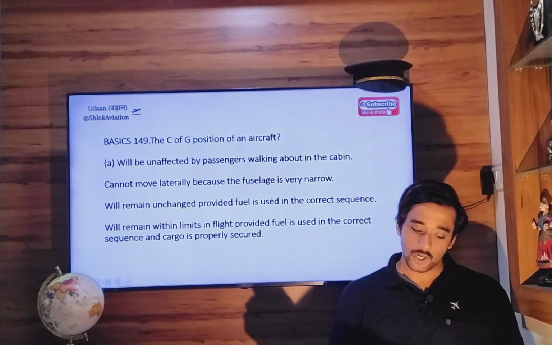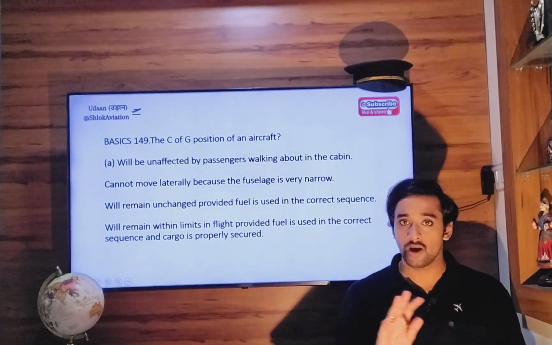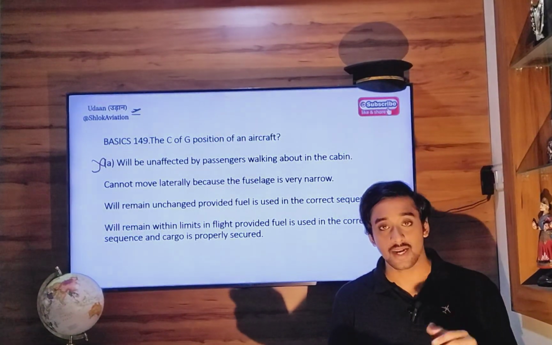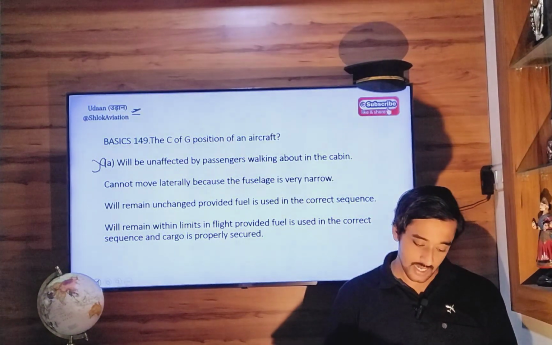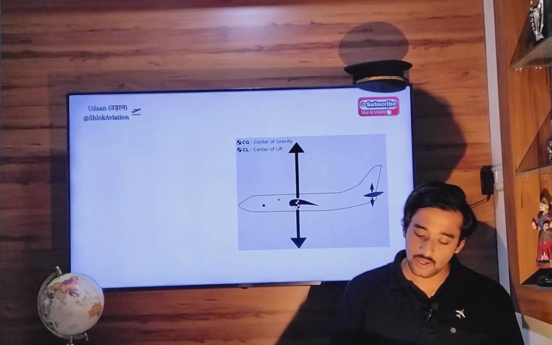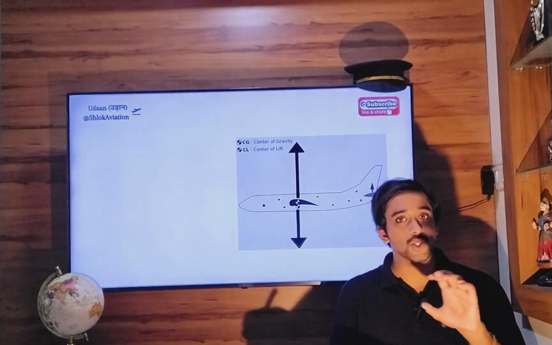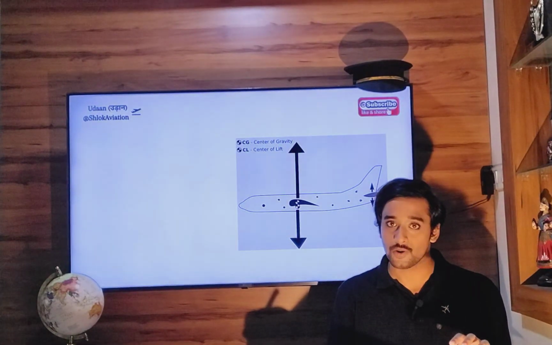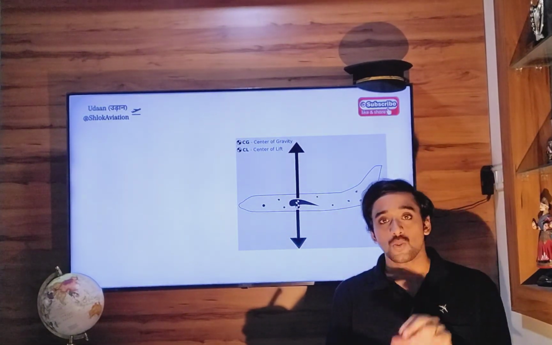Next. The center of gravity of aircraft will be unaffected by passengers walking inside the cabin to and fro. That is wrong. The center of gravity depends on the weight of aircraft, that is the mass of aircraft, and the distribution of these masses in your aircraft. So let's say this is your aircraft, and these are all the mass objects in your aircraft. So the center of gravity will depend on the total mass of all these objects and also how these masses are distributed inside your aircraft. So it depends on the total cumulative value and the distribution of these individual objects in your aircraft.